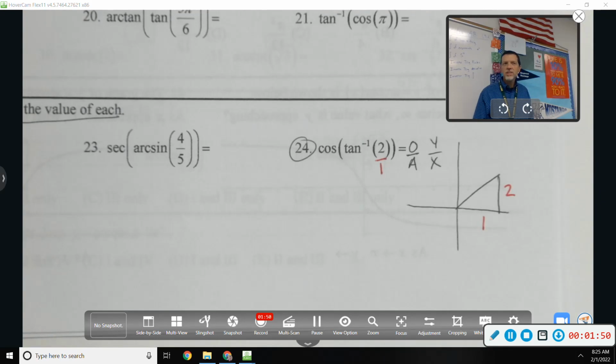Question? Aren't they all right triangles though? You mean use a right triangle to find the value of each? Yeah, I guess that's just a hint. Don't draw something that's not a right triangle.